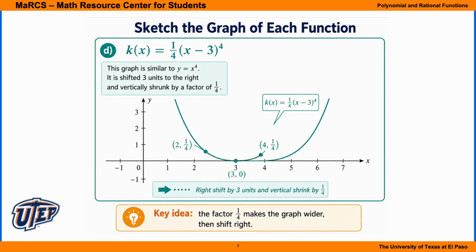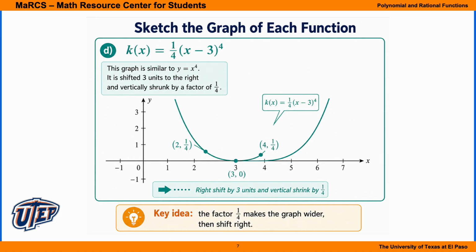Now we have the function k of x is equal to 1/4 times (x minus 3) to the power of 4. Once again, our degree is 4, so it'll be behaving similar to the function y is equal to x to the power of 4. Since we have a minus 3 on the inside of the parentheses, that'll be a horizontal shift of 3 units to the right. And since we have 1/4 in the front, that means we are vertically shrinking our function by a factor of 1/4.